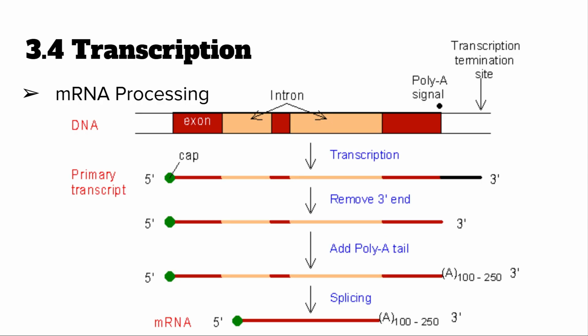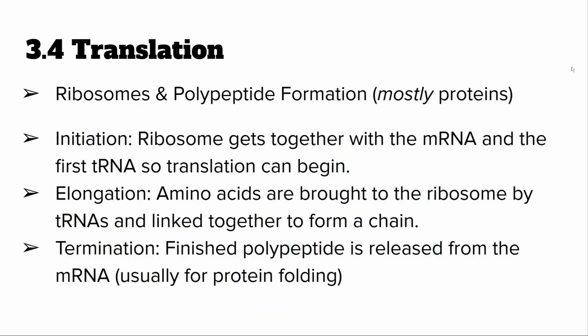Lastly, mRNA processing goes through something called splicing, where introns are removed. Introns are extra information in the DNA that are used to turn on or turn off transcription as a way to control whether that gene is being expressed or not. We'll talk more about that later.